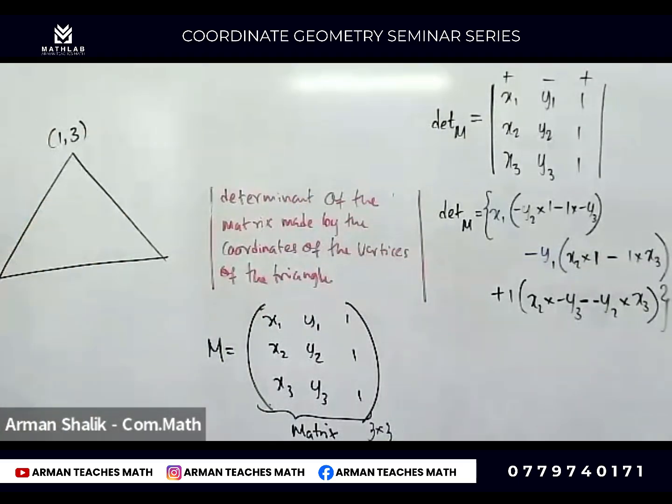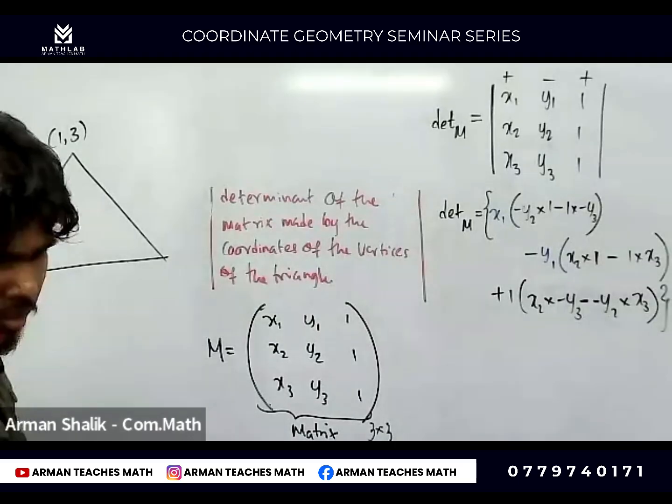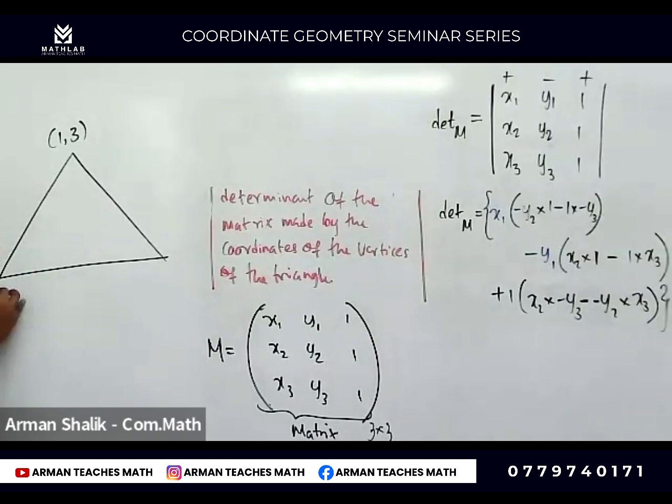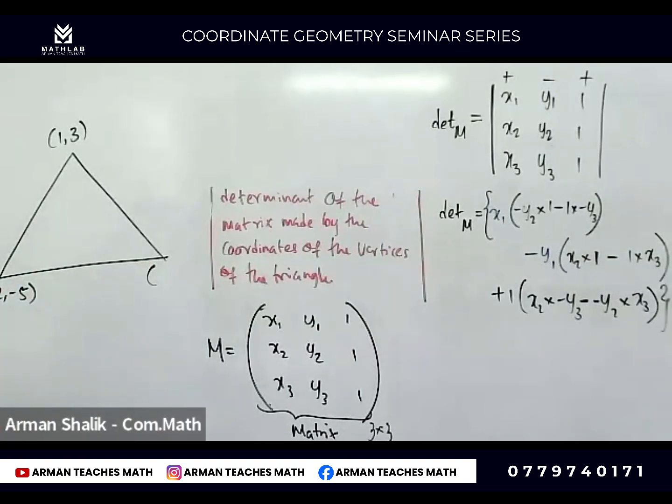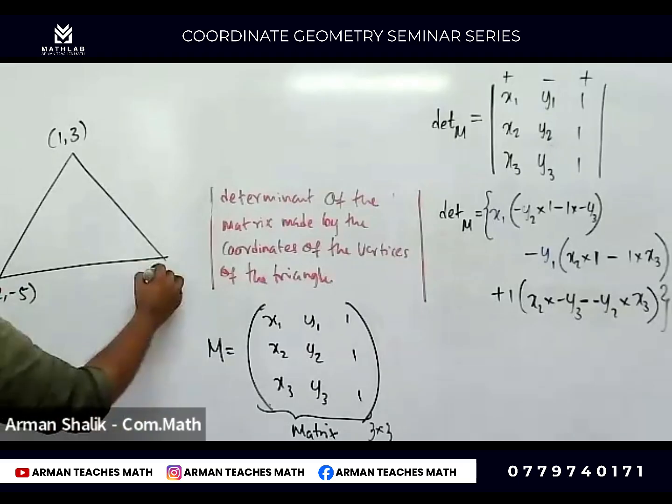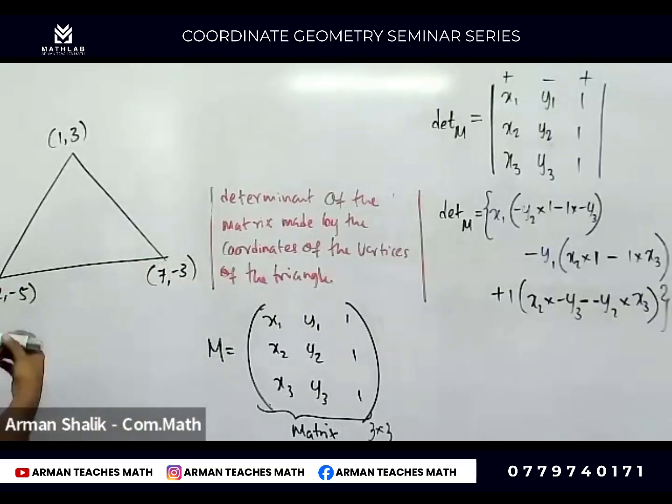1 comma 3, minus 2 comma minus 5, and 7 comma minus 3. These are the coordinates, right?